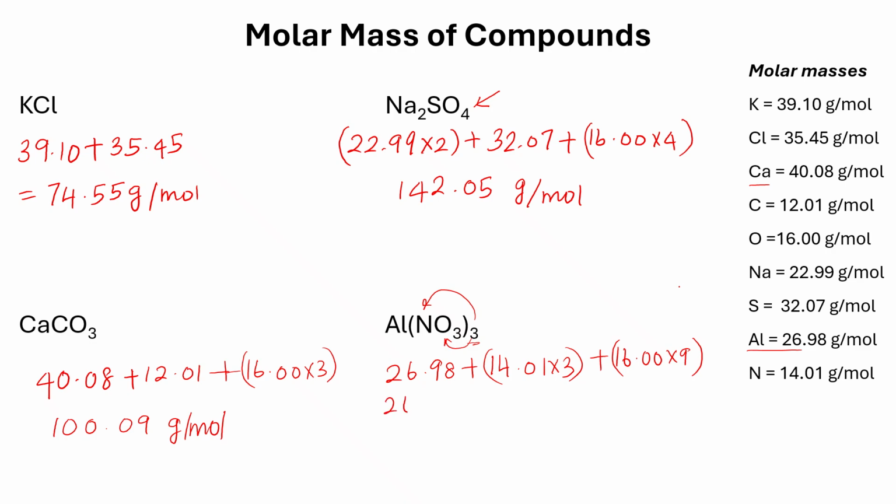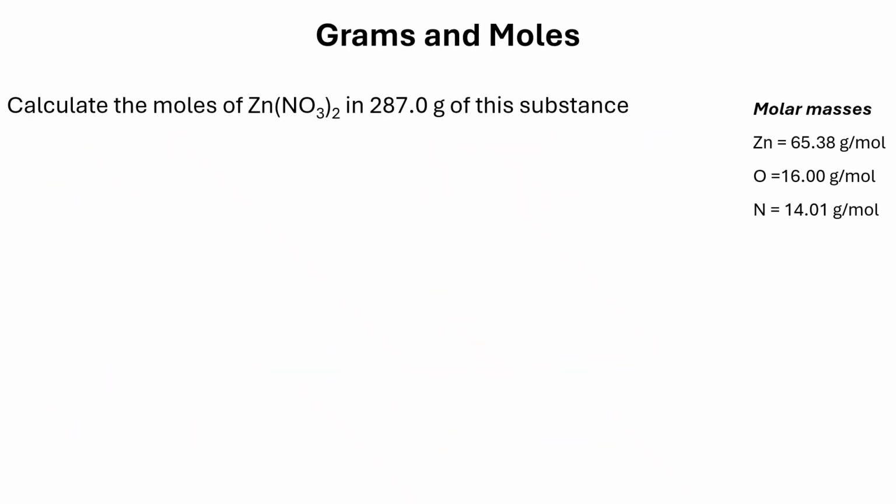So when you are adding numbers, you have 3 nitrogens, which gives you the mass of 42.03, and there are 9 oxygens, which gives you 144. So the mass of aluminum nitrate here is 213.01 grams per mole. Now you know how to calculate molar mass of substances.